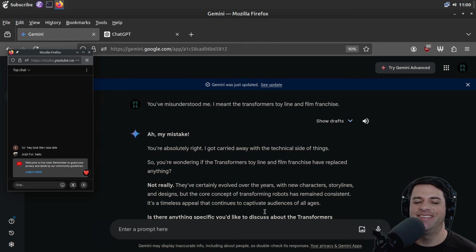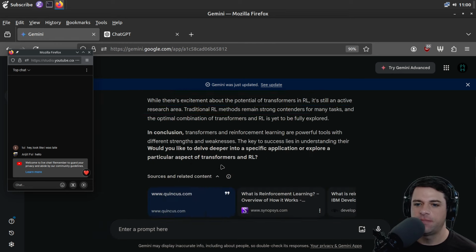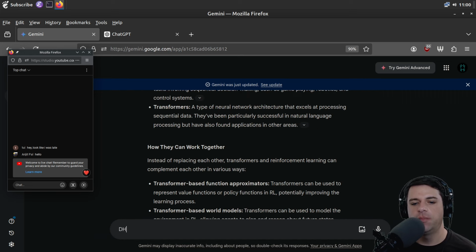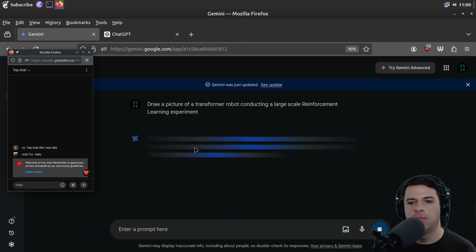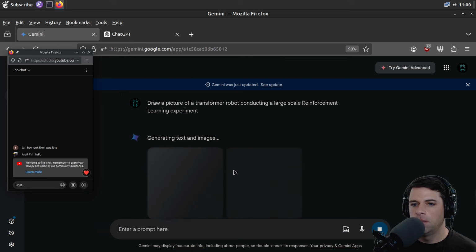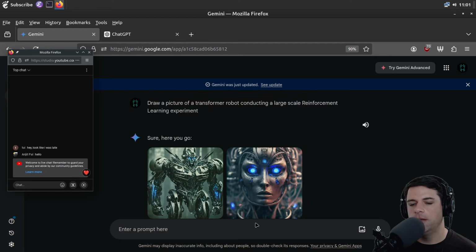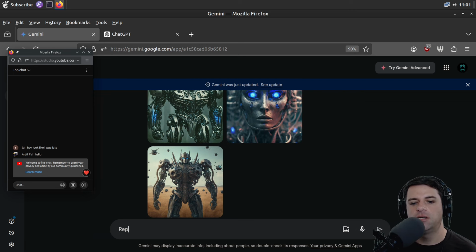So you're wondering... Okay. So draw a picture of a transformer robot program conducting a large-scale reinforcement learning experiment. Okay. Replace with Optimus Prime.